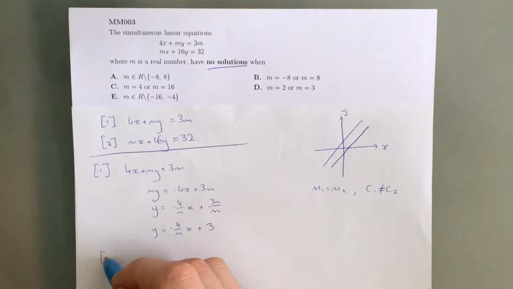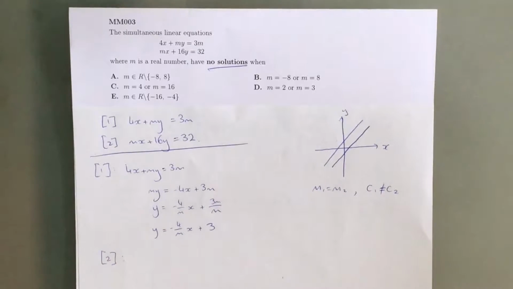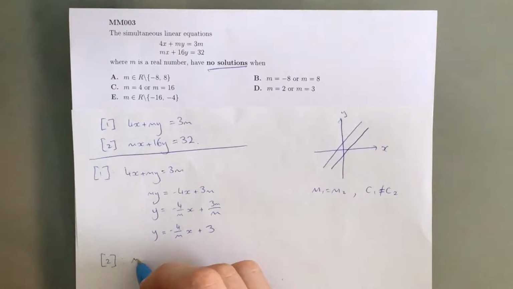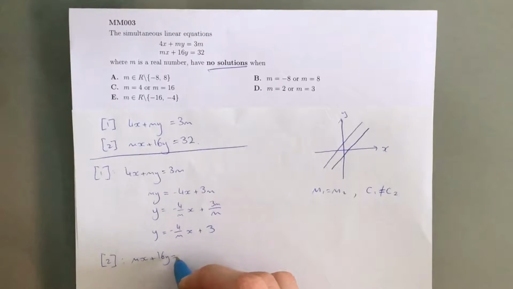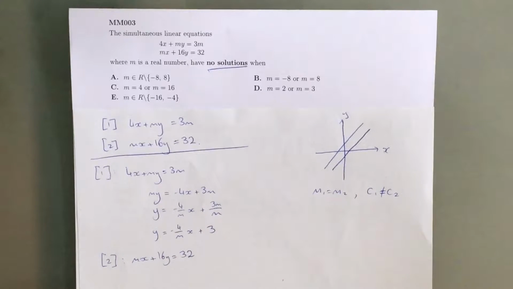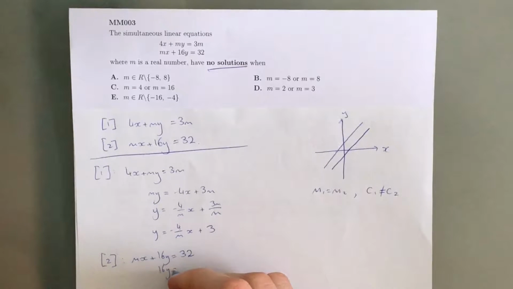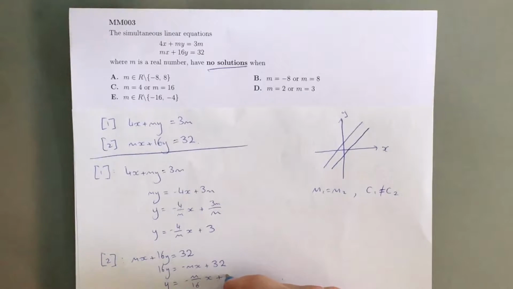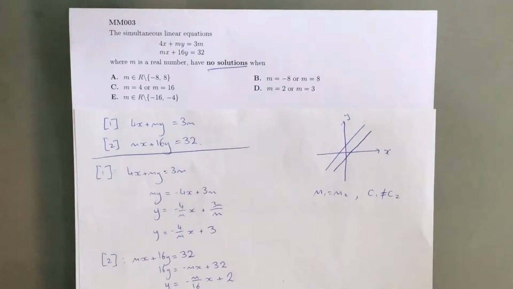Our second equation is mx plus 16y equals 32, which means that 16y equals negative mx plus 32, and of course y equals negative m on 16 x plus 2, which is 32 divided by 16.